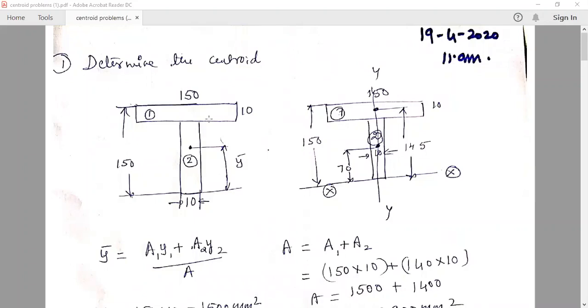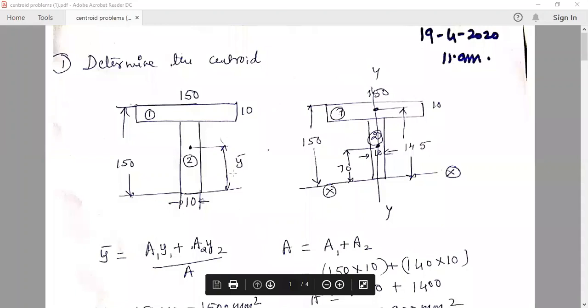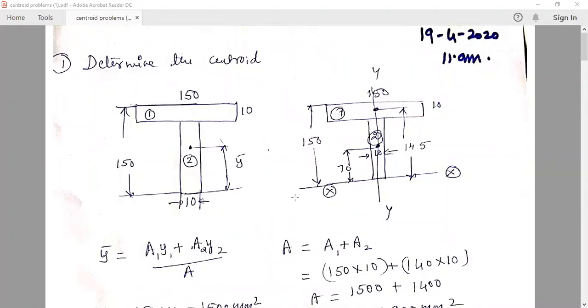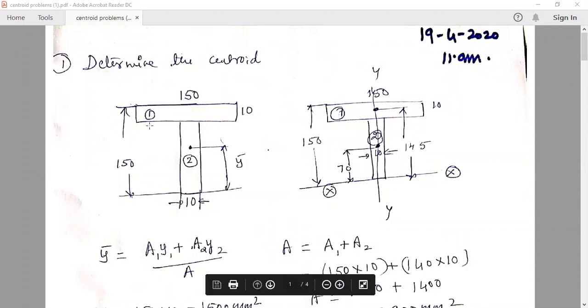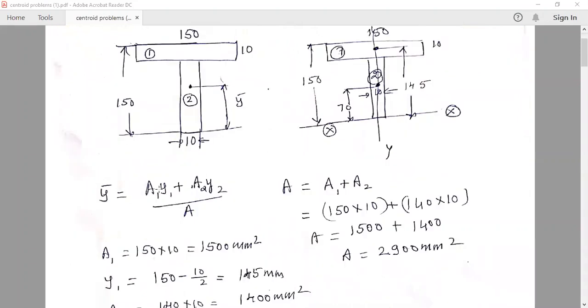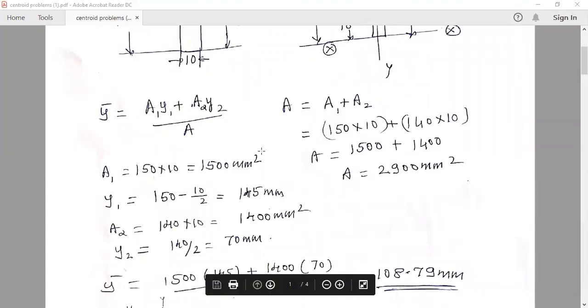Okay, from the bottom. Or from the top, if you want, you can take the reference axis from the top. So that is 150 minus y bar, you get the centroidal location from the top. This is the procedure to locate the centroid of the given composite area. Now this area is in the form of a T shape. So it consists of only two rectangles. So we have divided it into two simple geometrical shapes. So the problem is complete here.